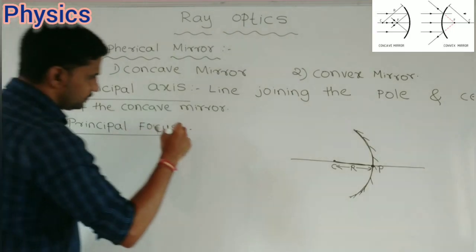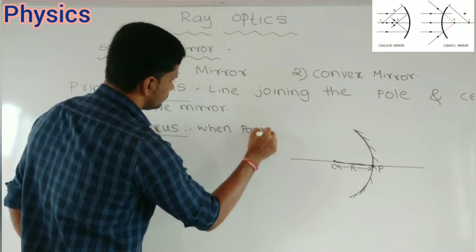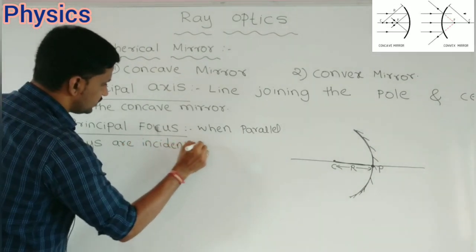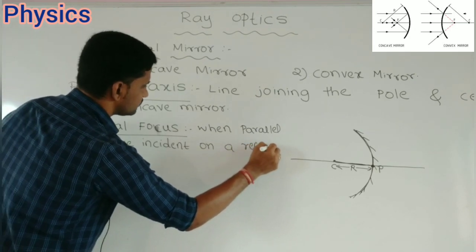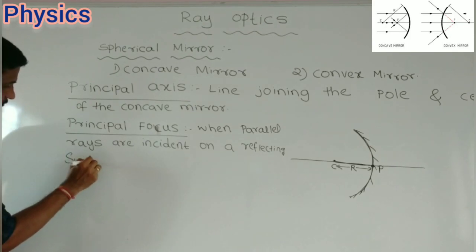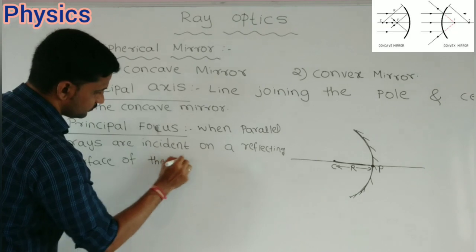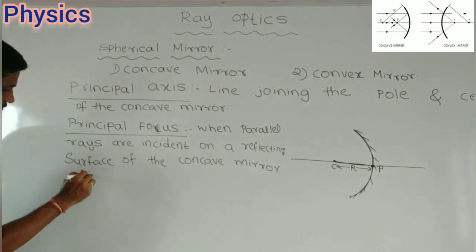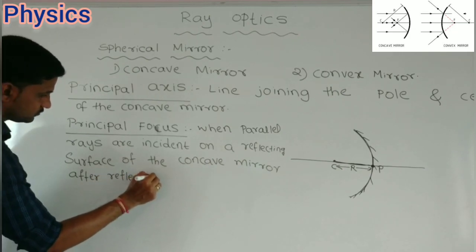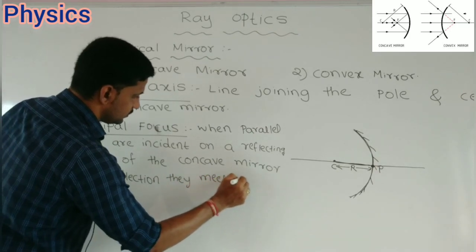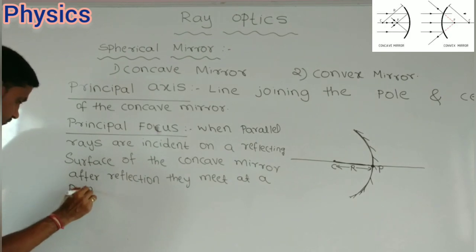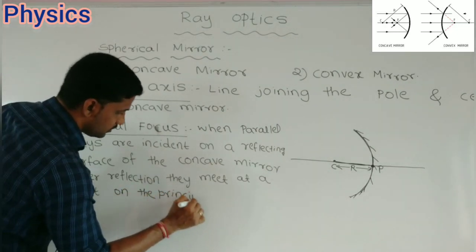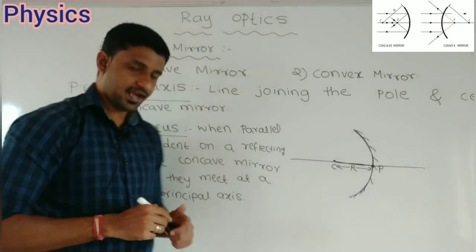So principal focus is nothing but when parallel rays are incident on a reflecting surface of the concave mirror, after reflection, they meet at a point on the principal axis. Then that point is called the principal focus.